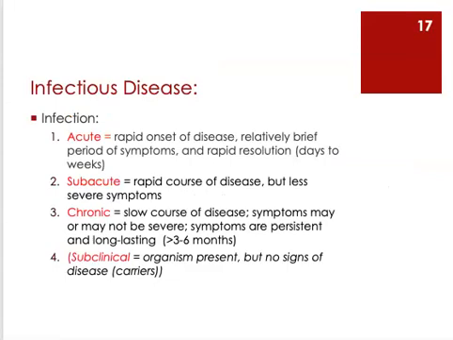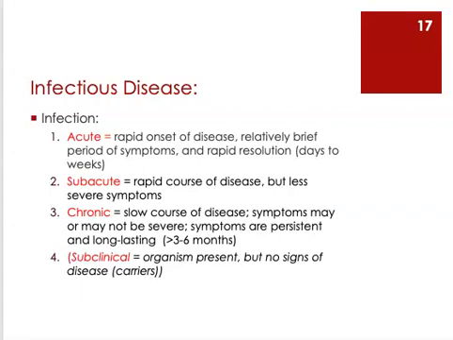So let's think for a minute about this phenomenon of infection. When the pathogenic microbe penetrates the body, gets into the body, and then begins to multiply. The terms that we use to describe the stages of infection are listed on the slide. There's acute, subacute, chronic, and then subclinical. An acute infection is described as having a rapid onset, a relatively brief period of illness with symptoms, and then a relatively rapid resolution, typically days to weeks.